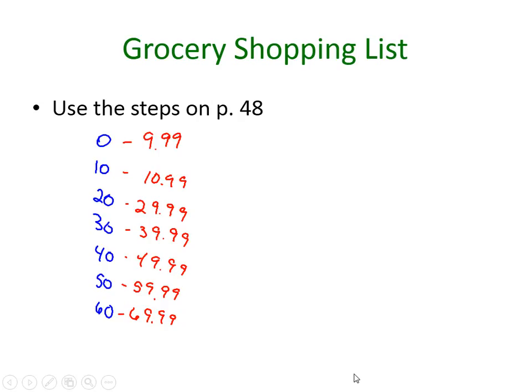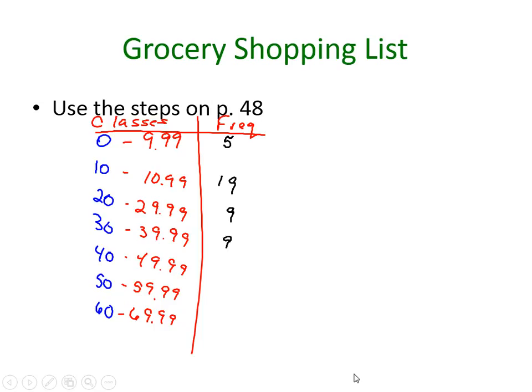And so we can go through and just do our tally as we do. So for ours, these are my classes. My frequency then, we had 5 in the first class, 19 in the second, 9 in the next, 9, 3, 1, and 4. So that we total 50 shoppers.